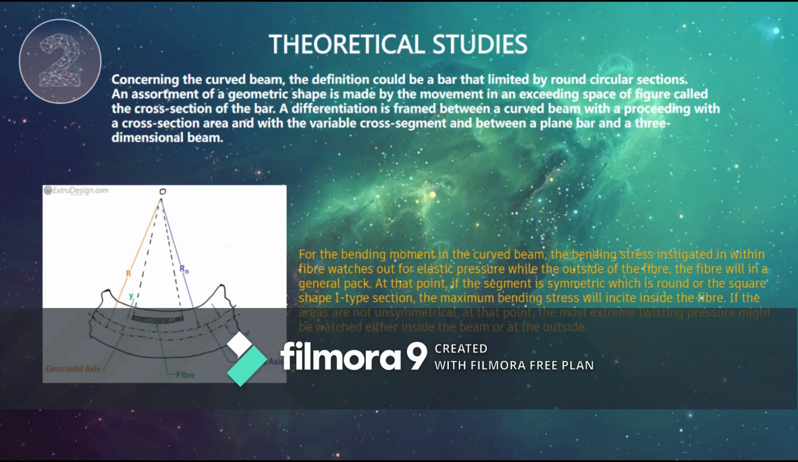For the bending moment in the curved beam, the bending stress induced in the inner fiber is elastic compression, while the outside fiber is generally in tension. If the section is symmetric, such as a round or square section, the maximum bending stress will be in the inside fiber. If the section is unsymmetrical, the maximum bending stress may be observed either inside the beam or at the outside.